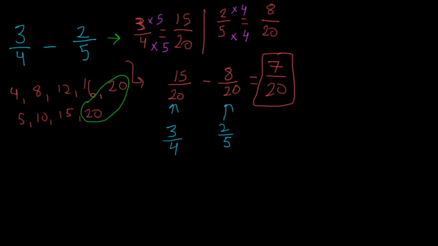All right, let's do one more problem. And let's do one where our denominator gets a little bit higher. So 5/7 minus 1/4. Give that a try.